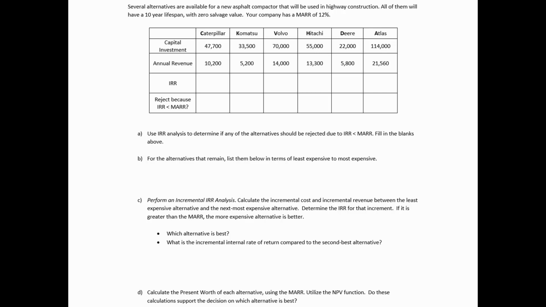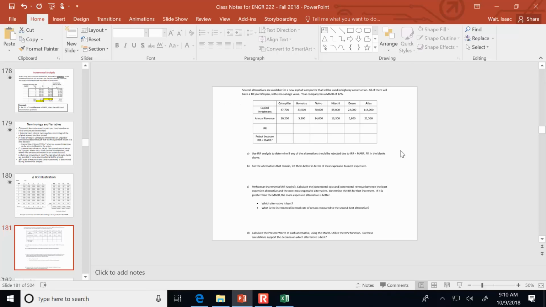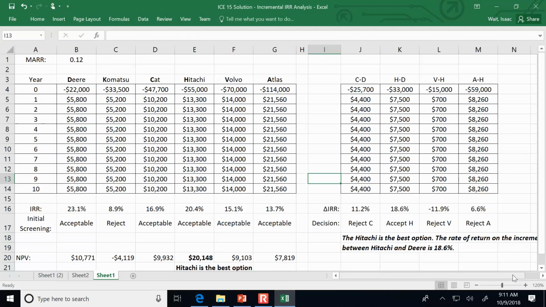Okay, so from beginning to end, we start off with this unknown analysis we have to do here. We've got 6 different options of equipment. We're going to have to sort it from cheapest to more expensive. And so that was the first thing that I did here, is I put the Deere first, then Komatsu, then Cat, Hitachi, Volvo, Atlas. And so it's in order of cheapest on the left, gradually increasing in expense.